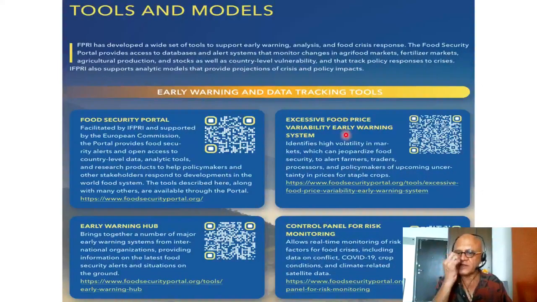So the Excessive Food Price Variability Early Warning System identifies high volatility in markets which can jeopardize food security, to alert farmers, traders, processors and policymakers of upcoming uncertainty in prices for staple crops. Obviously, staple crops are critical because many low-income and developing countries really rely on those, and they cannot afford to import those many times. But if those prices go up and down or keep varying too much in short periods, they can face all kinds of issues.